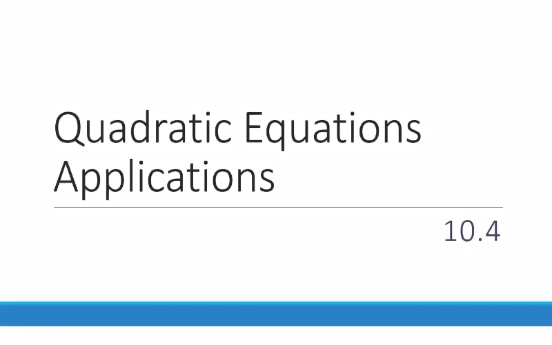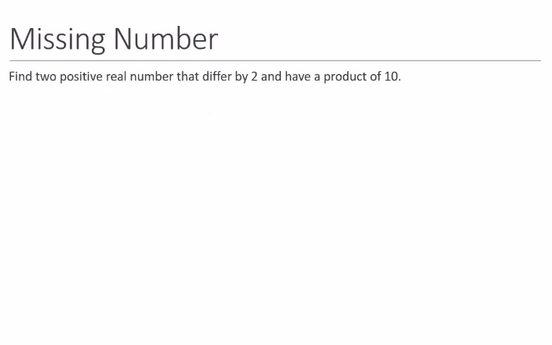All right, so applications of quadratic equations, last lesson of the semester. So, missing number. It says find two positive real numbers that differ by 2 and have a product of 10. All right, so two positive real numbers that differ by 2 and have a product of 10, right?